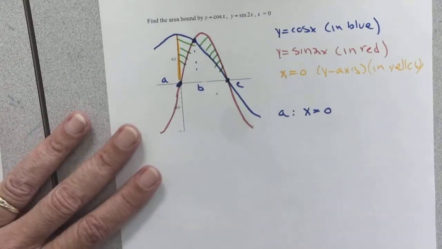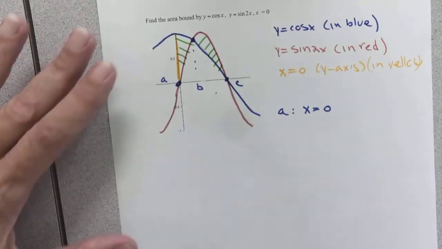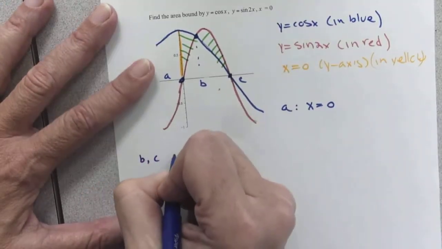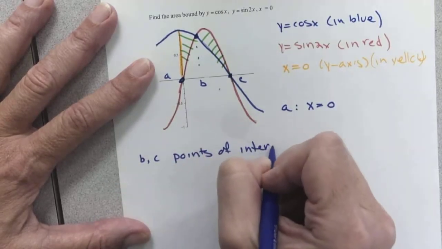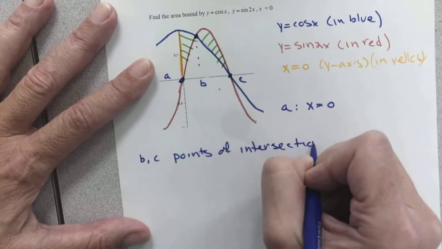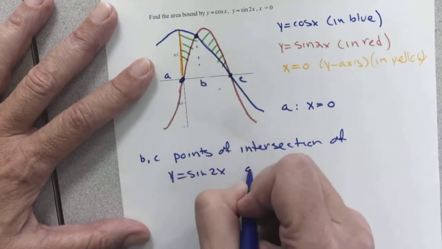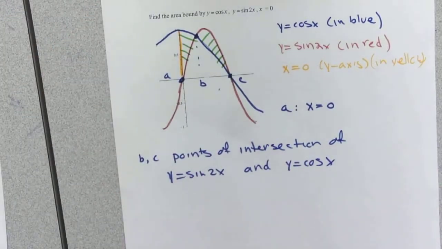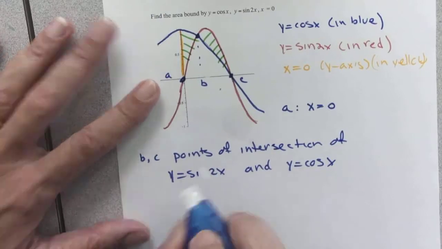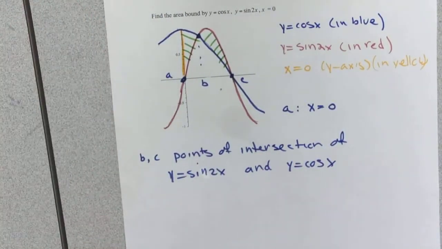But B and C, and again, I purposely suppressed the tick marks, so B and C you have to calculate. B and C are the points of intersection of y equals sine 2x and y equals cosine x, and I've got to find those. Again, it's not good enough to estimate from a graph.